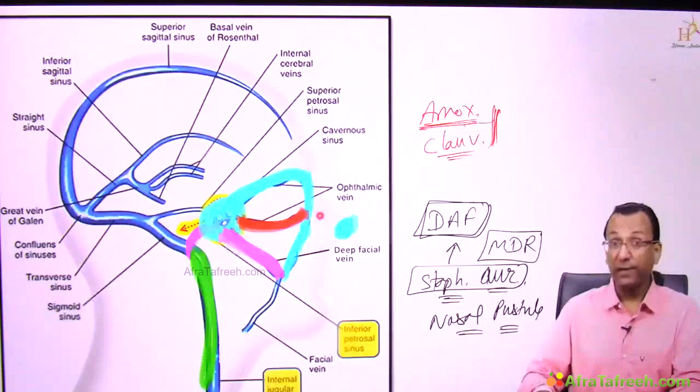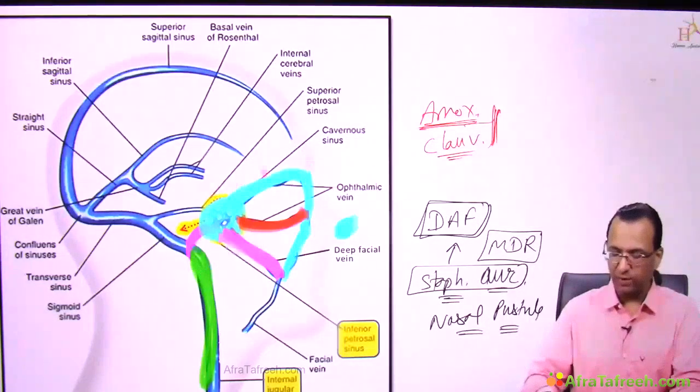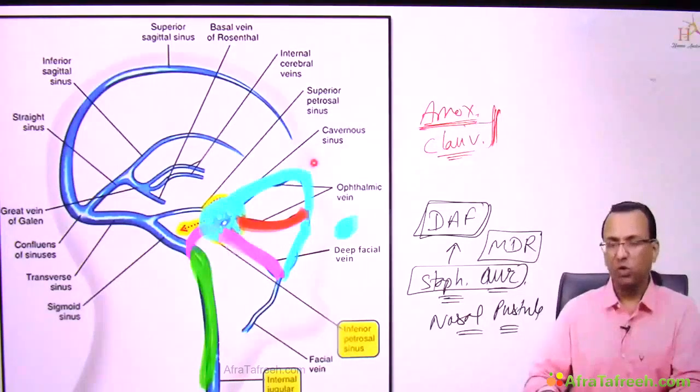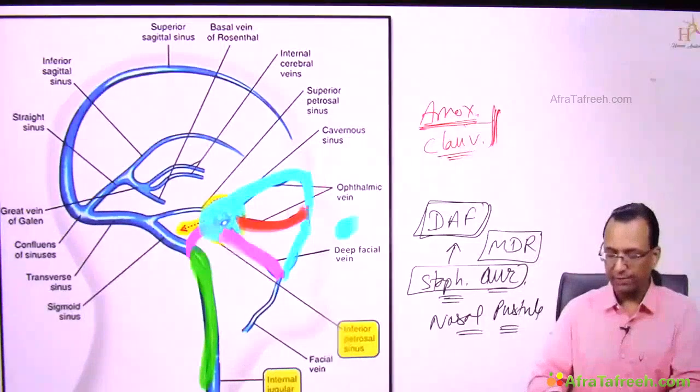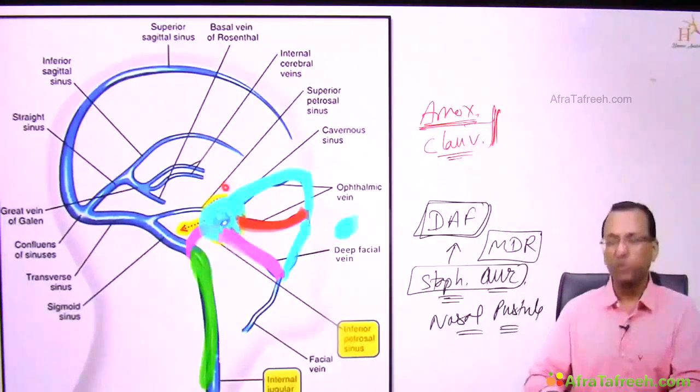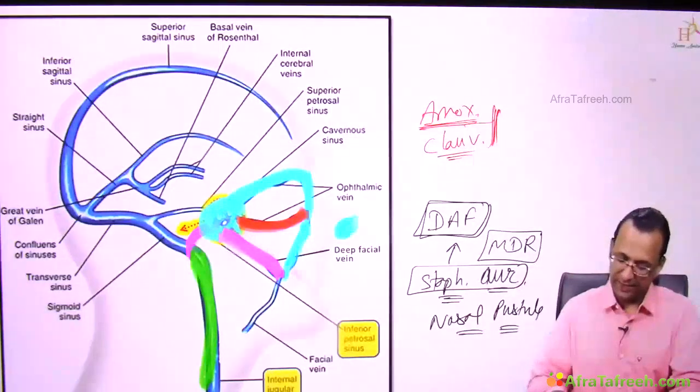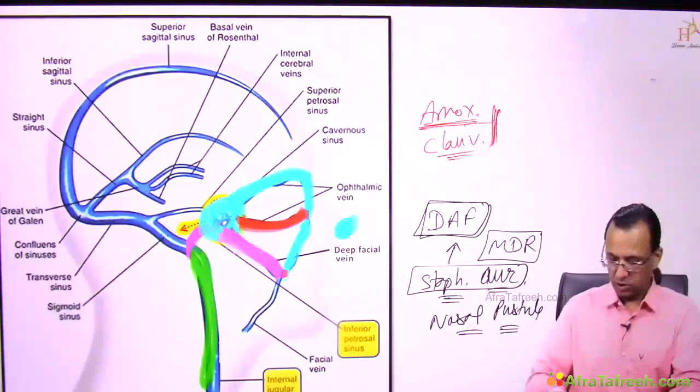This is the facial vein, then this is the angular vein, then the superior ophthalmic vein. This is the most common route to cause cavernous sinus thrombosis. Though the bacteria could also use the inferior ophthalmic vein to enter the cavernous sinus, or the bacteria could have used the deep facial vein into the pterygoid plexus, into the cavernous sinus, causing thrombosis.